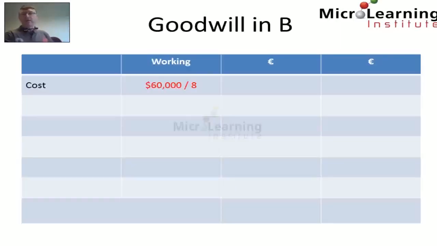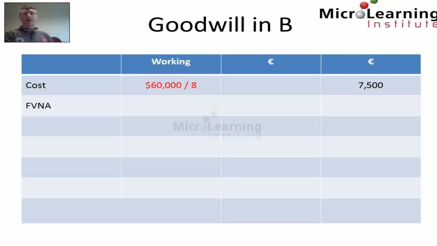Now, the fact that we bought B's net assets and that B's net assets were valued in euros suggests that we measure the goodwill in B in euros. So, in terms of cost, we paid $60,000. The exchange rate at the date of acquisition was $8 equals €1. So consequently, we paid €7,500 to acquire our 75% share in company B.